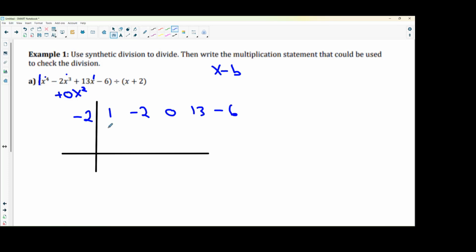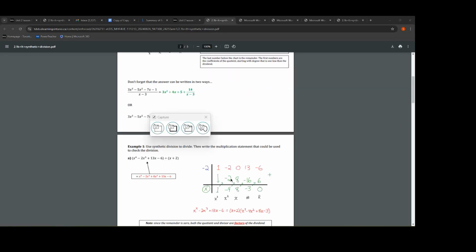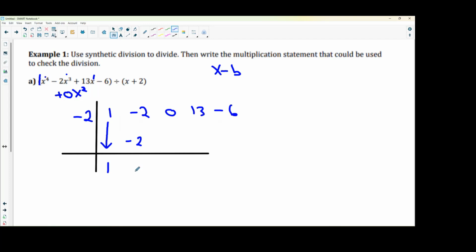Remember, we always bring down the first term, and then multiply this value by the value here, which gives -2. Then we add the columns: -2 plus -2 is -4. Then we multiply -4 by -2, which is +8. We add, it becomes 8. 8 times -2 is -16. Add them together, -3. -3 times -2 is +6. And then here we have a remainder of 0.